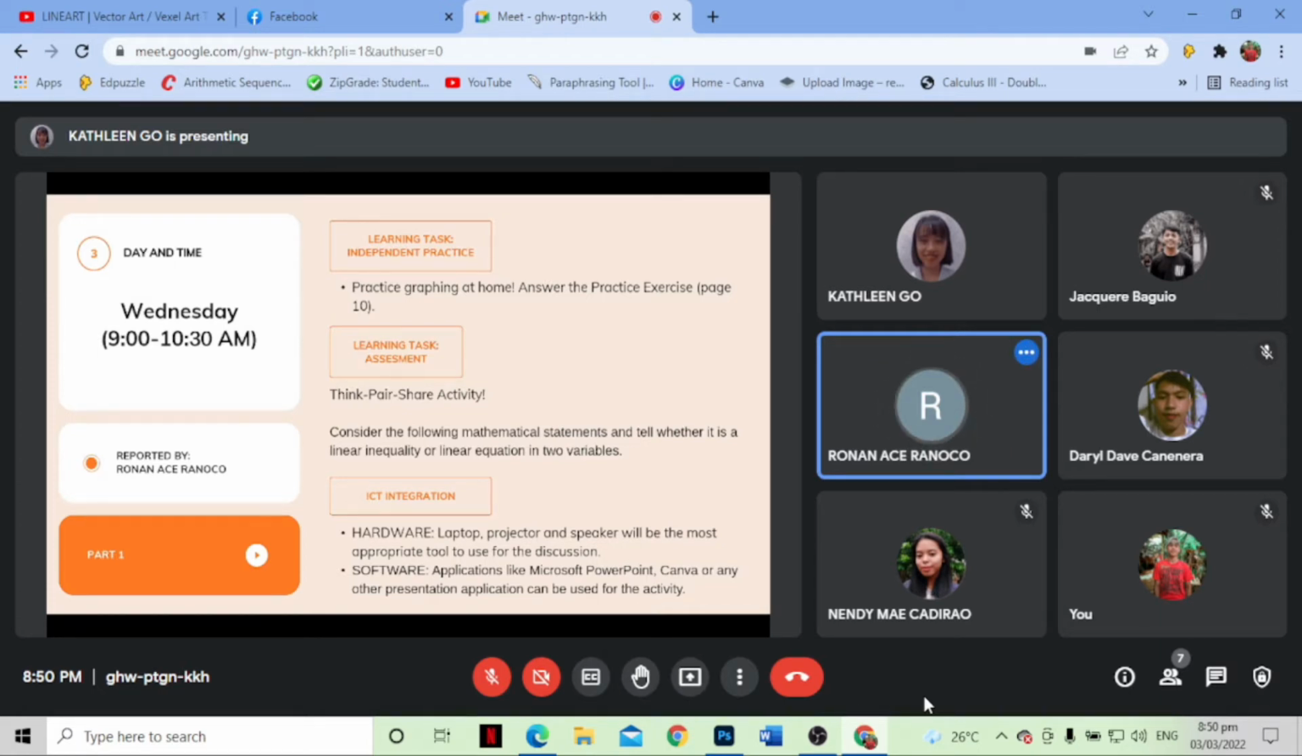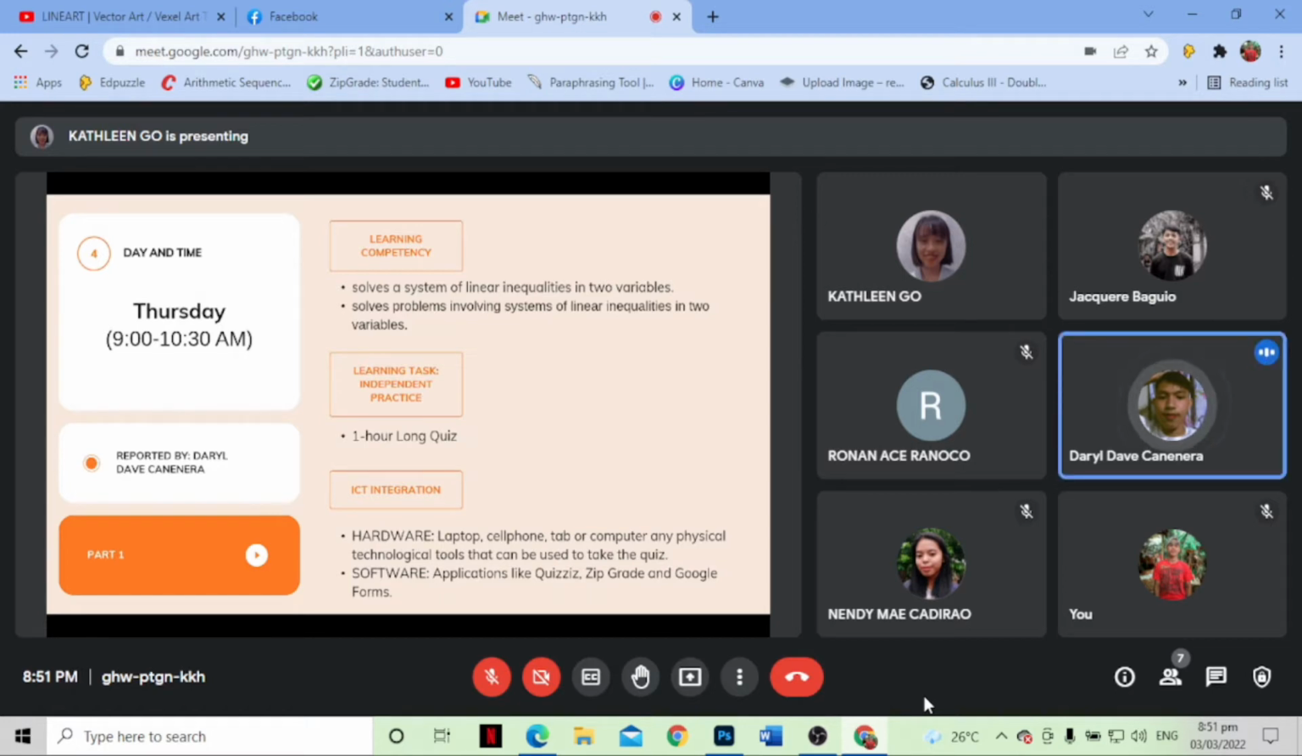This is a think-pair-share activity. Consider the following mathematical statement and tell whether it is a linear inequality or linear equation in two variables. Then for ICT integration, for hardware, a laptop, projector, and speaker will be the most appropriate tools to use for the discussion. Then for software, applications like Microsoft PowerPoint, Canva, or any other presentation application can be used for the activity.